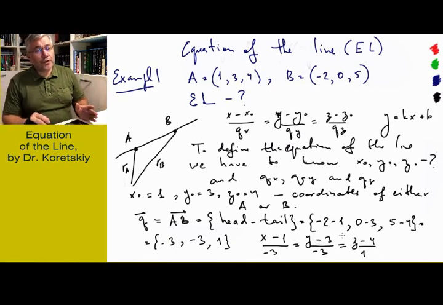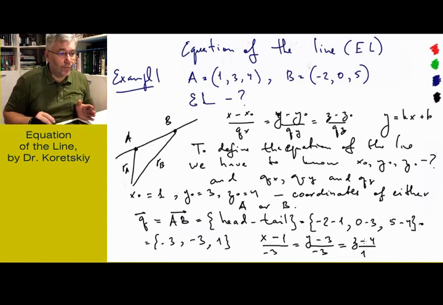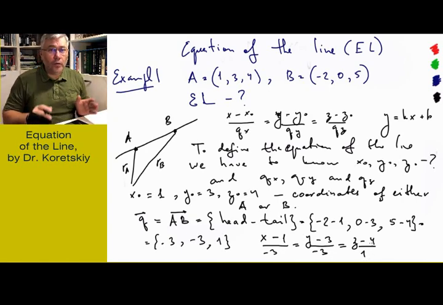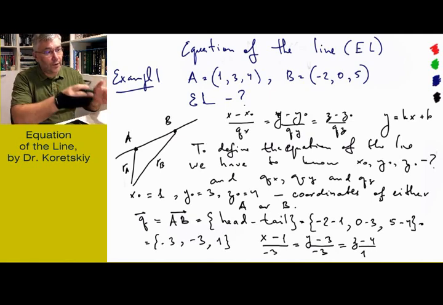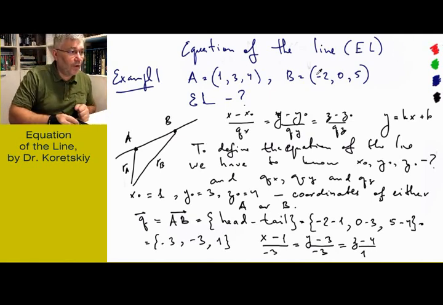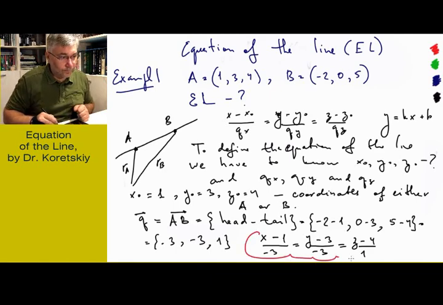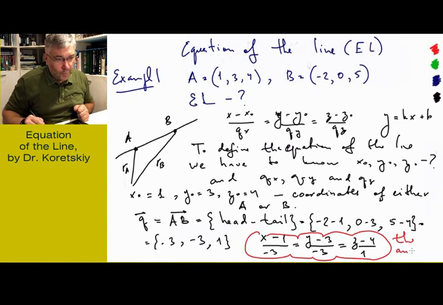Therefore the answer is the following expression: x minus 1 over minus 3 equals y minus 3 over minus 3, and the last one, z minus 4 over qz, which is 1. So all points with components x, y, z which satisfy these three equations, x minus 1 over minus 3 equals y minus 3 over minus 3 equals z minus 4 over 1, all of them lie on the given line. So we have here the answer.